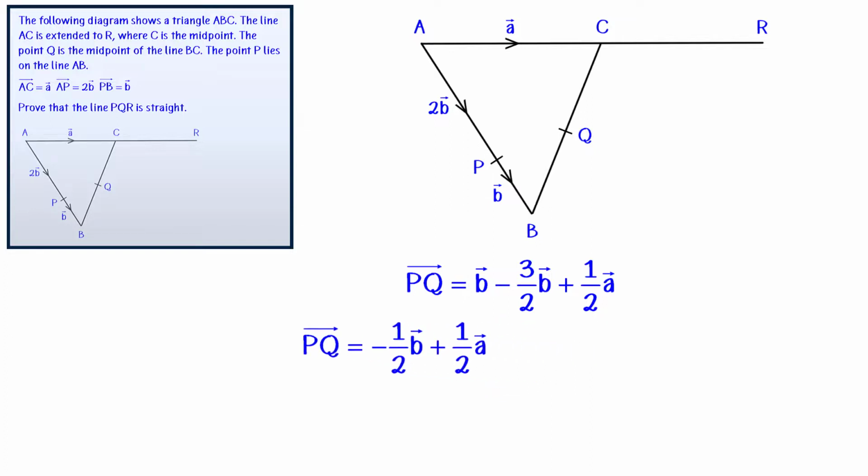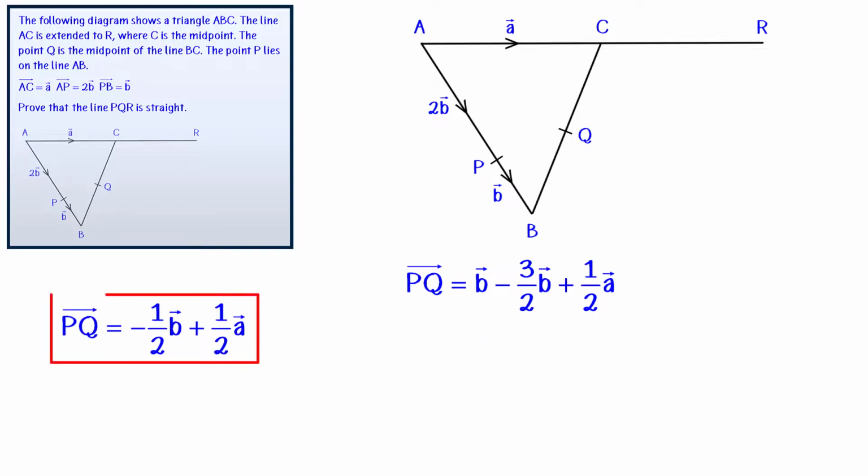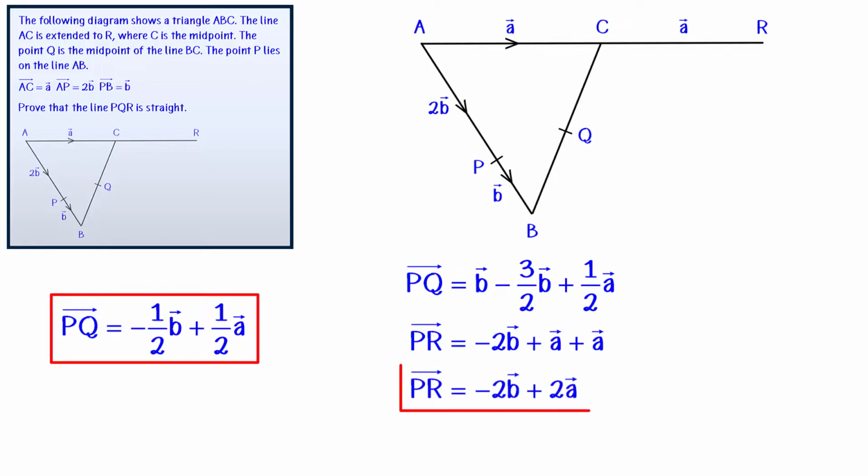Now that we have the vector PQ, we need to find the vector PR. This is minus 2b plus a plus another a. This is because C is the midpoint of AR, so the vector CR is the same as the vector AC. Collecting the vectors together gives PR is equal to minus 2b plus 2a.